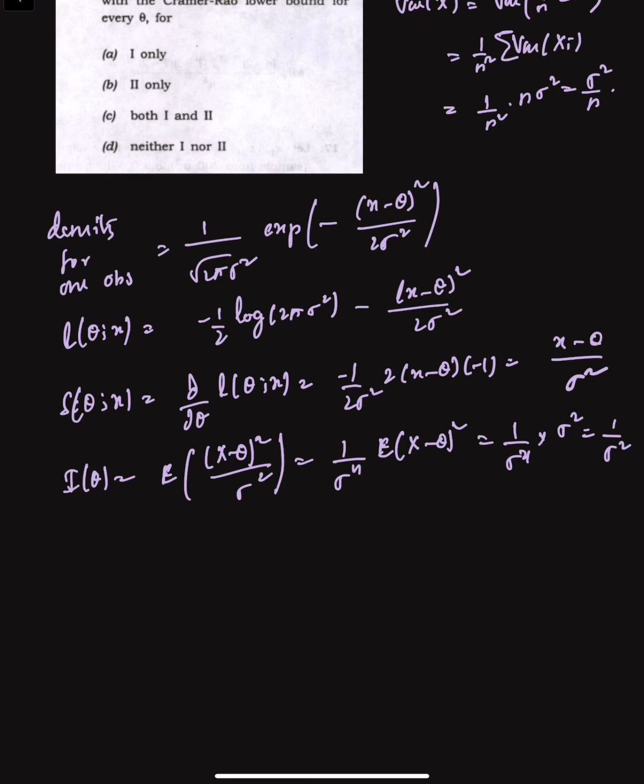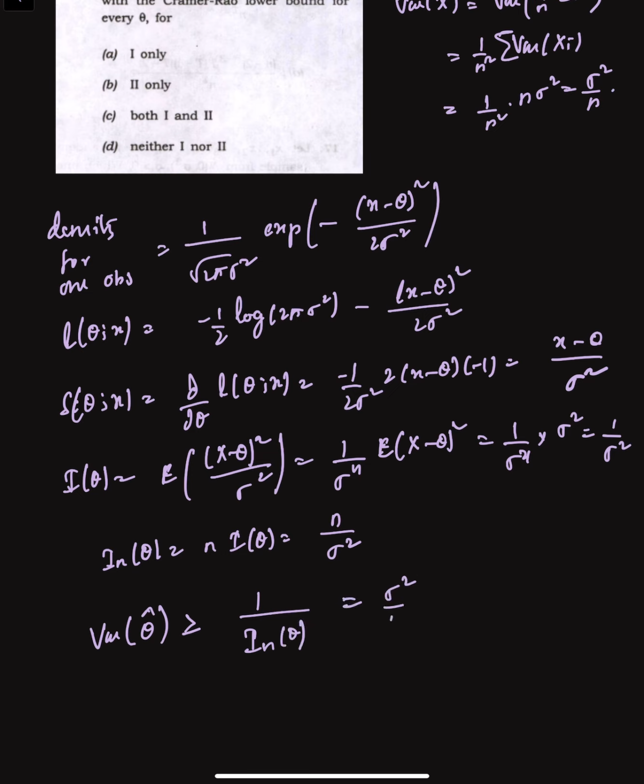So that is Fisher information for one observation. So I_n of theta is nothing but n into I of theta, which is n by sigma square, the Fisher information for n IID variables. So the variance of theta hat is greater than or equal to 1 by this I_n of theta, which means it is equal to sigma square by n.